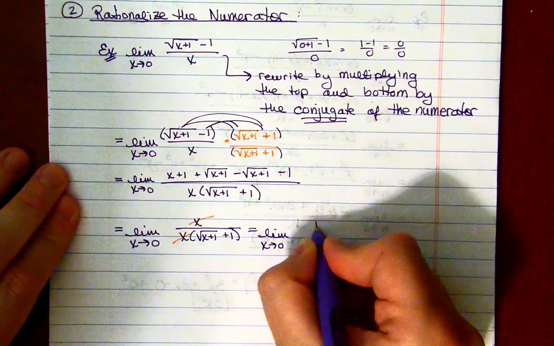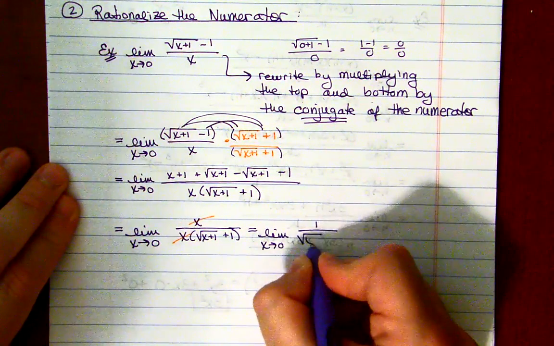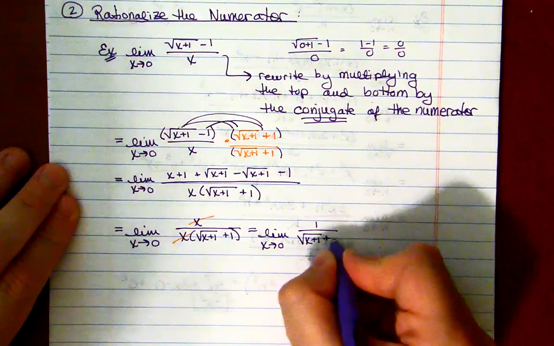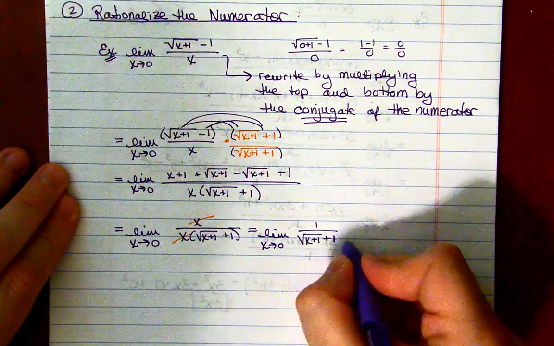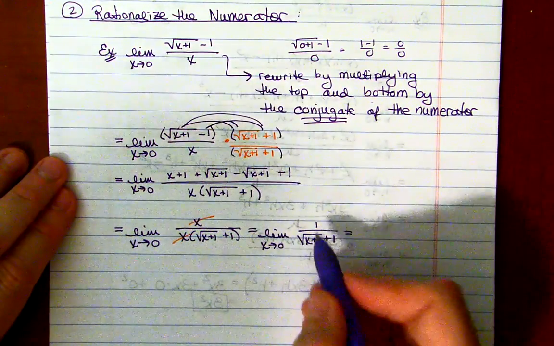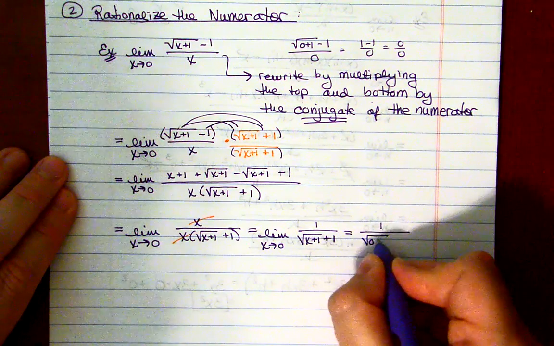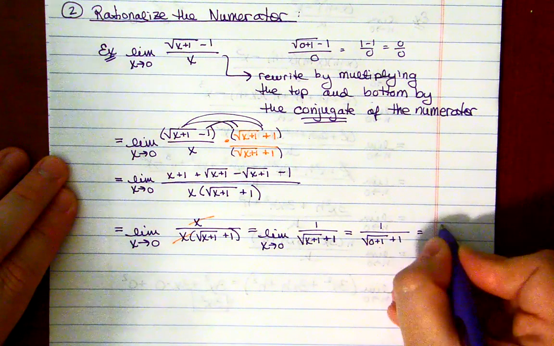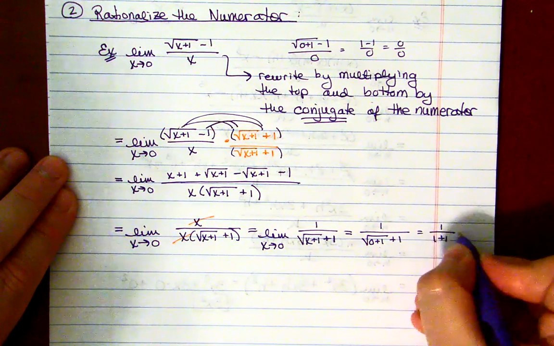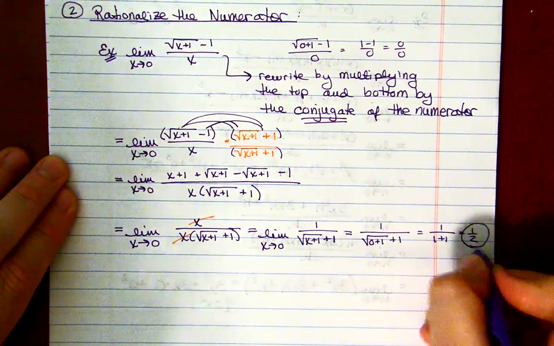Again, make sure you're being good with your limit notation. 1 over the square root of x plus 1 plus 1. I think I'm ready to plug in. I know I'm not going to get 0 over 0 because the top's already just 1. I'm going to get 1 over square root of 0 plus 1 plus 1. That'll give me 1 over 1 plus 1. I'm going to get 1/2.